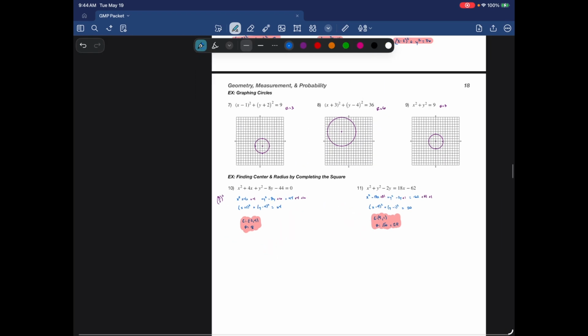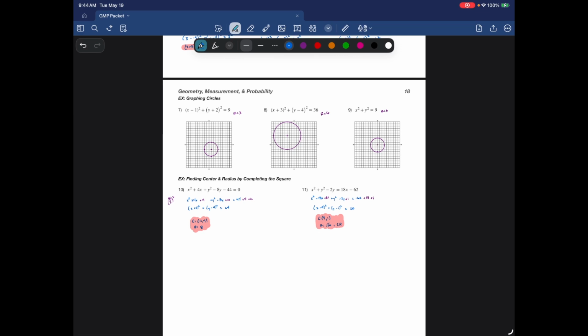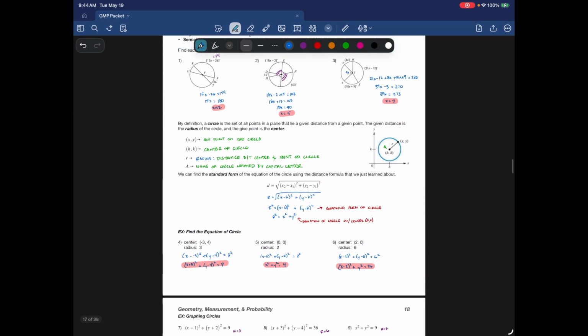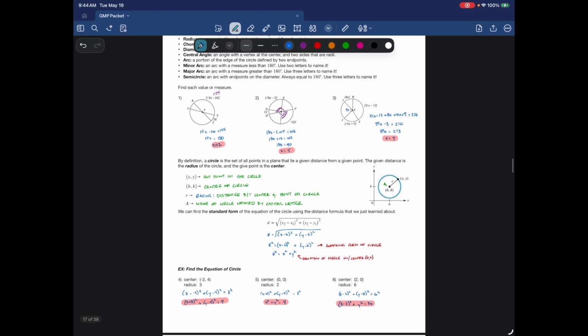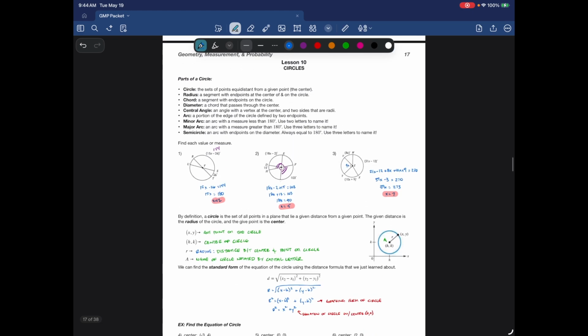Right? So circles, pretty straightforward. There's a lot you can do with them. There's more that we can do than we did here. But this is just kind of an introductory look at circles.